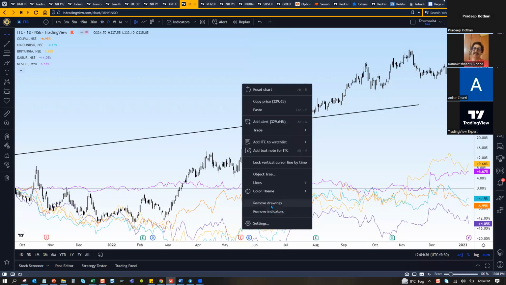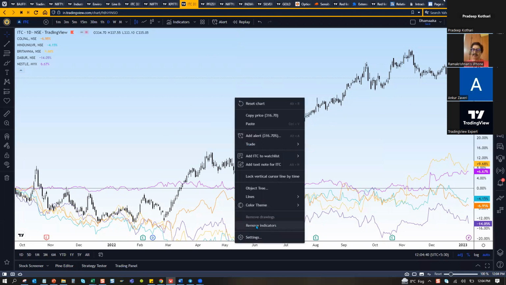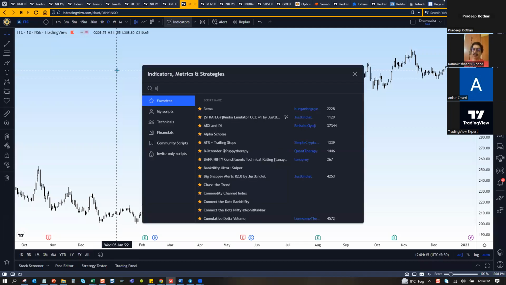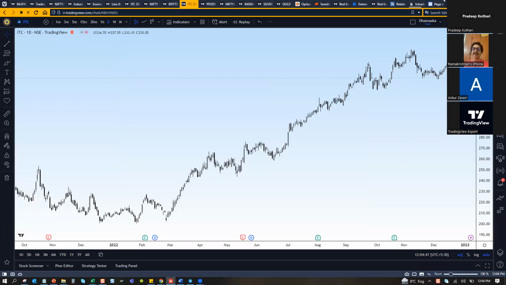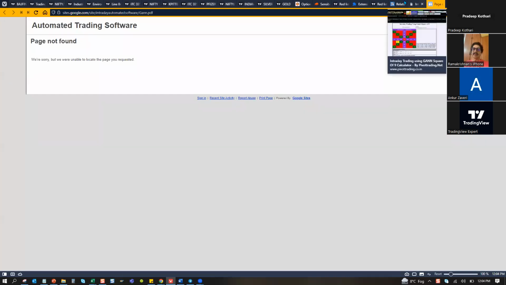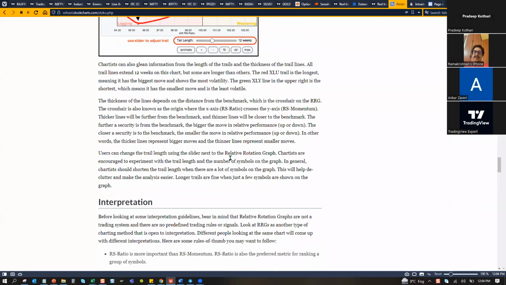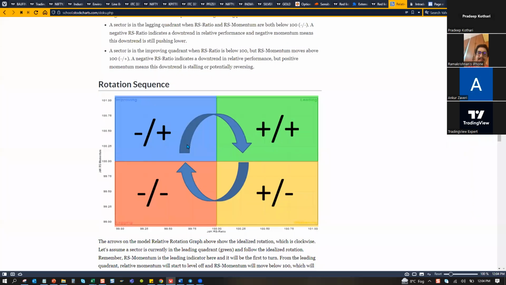It's better if I do a demo of this. Remove drawings. Because you mentioned somewhere that it follows a clockwise direction. Yeah, it follows clockwise. I have this page open. So this is the literature link I have given you. In literature, you say this follows this sequence, from this quadrant to this quadrant, from this and this. But sometimes it does a rebound from here to here.